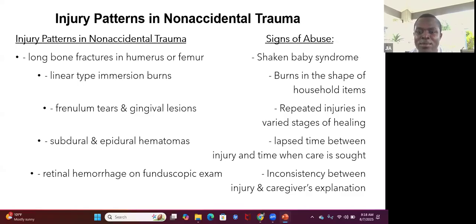So that is why we are hitting on just the points. Try and picture all of these things in your mind. Questions can come in different ways. The NCLEX is very unpredictable. So just know the main points, and no matter how the question is framed, you can get it correct. Now, the next one is inconsistency between injury and caregiver's explanation.